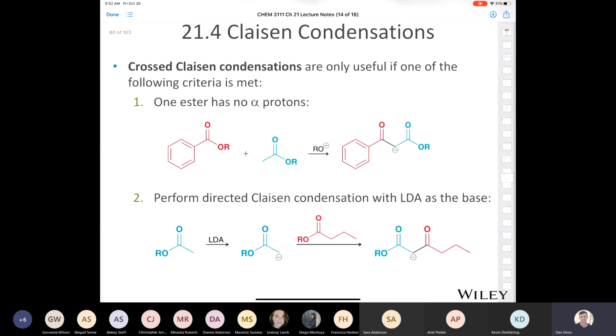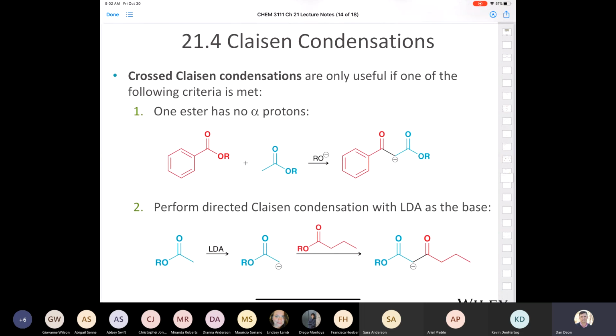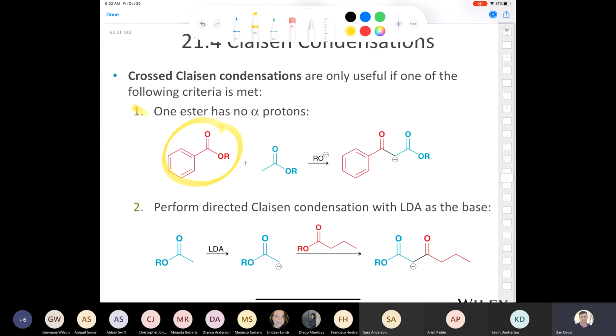What else? A crossed Claisen reaction can be performed when we have two different esters, but they're only going to be useful when one of the following criteria is met. The first one is if one of the esters has no alpha protons at all. So this ester here has no alpha protons, does it?